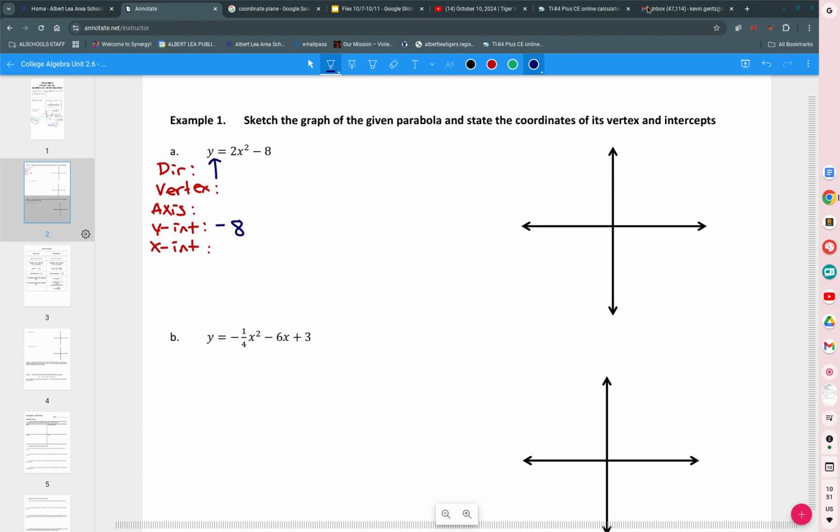Now, let's identify our A, our B, and our C values so we can determine the rest of these. Our A is 2, our B is 0, and our C is -8. Because there's no x variable, we have just 0 for B. So in our equation of -b divided by twice the A value, we have -0, which is 0, divided by 2 times 2, which is 4. And everybody knows that 0 divided by 4 is 0.